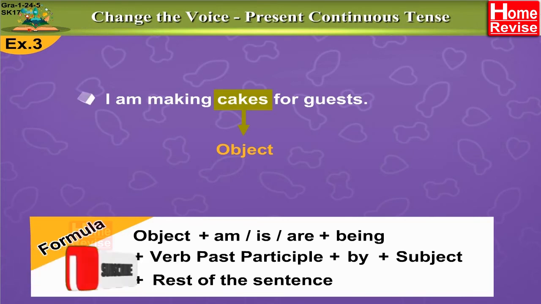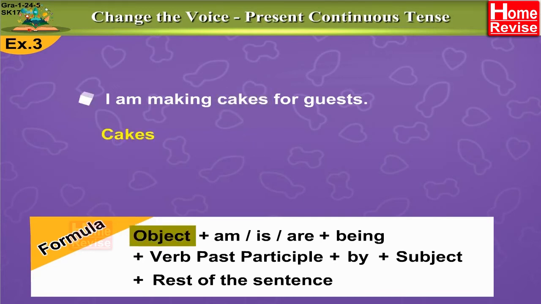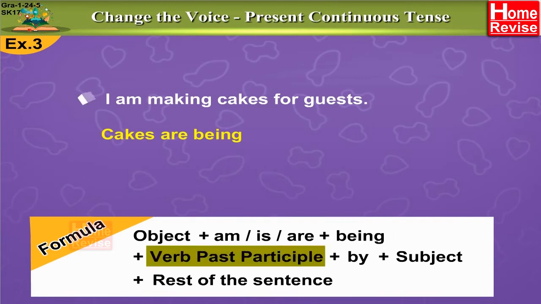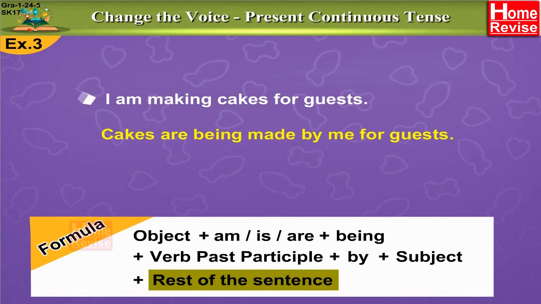Let's start and let's apply the formula which has been given to us for changing active voice into passive voice. Cakes, since it is plural, it is to be followed by the plural verb are. And again, since it's a continuous tense, we need to have being, a to be verb. Cakes are being, past participle of making is made. Cakes are being made by me for guests. So your answer is cakes are being made by me for guests.